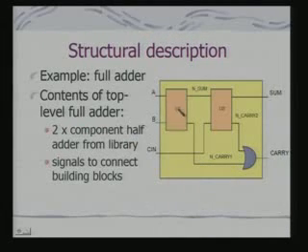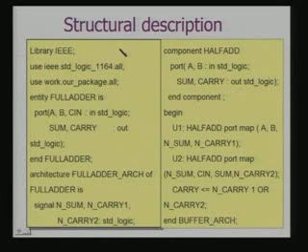Structural description basically tells you the structure. So here what we have got is that two half adders can be put together to make a full adder. Okay. So we have got a top level full adder and two component half adders from the library, and I can use the signals to connect them. And the description would be like this. If you look at it, here I am describing the entity full adder, and then I am describing the architecture which has got the signals, okay, and the component is half adder with its ports, which are A, B as inputs, sum, carry as outputs. So it gives you the description of this full adder in terms of components.